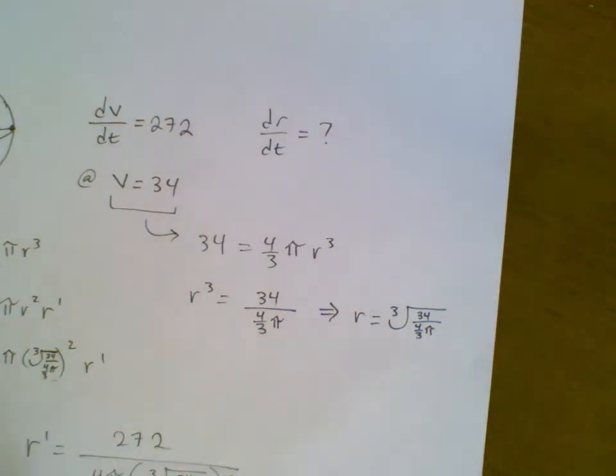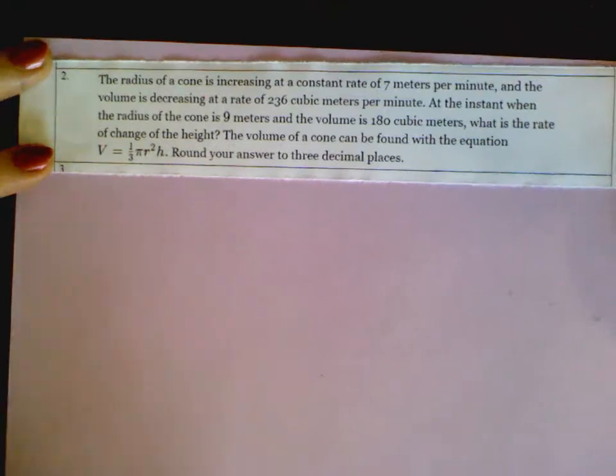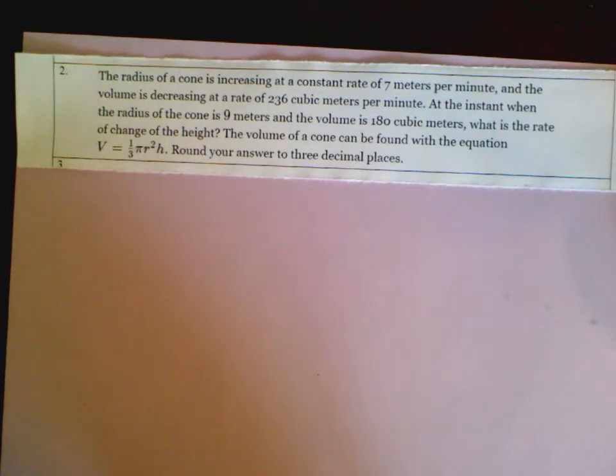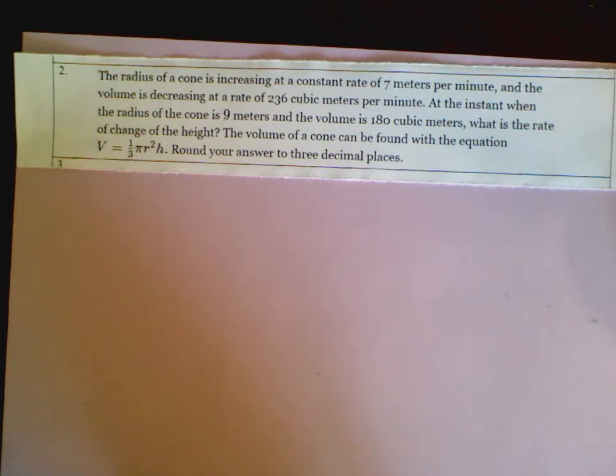Okay, so I'm gonna do number 2 also, and you guys can choose if you stay with me in the video or not, or try it on your own. But this time, the radius of a cone is increasing at a constant rate of 7 meters per minute, and the volume is decreasing at a rate of 236 cubic meters per minute. Okay, so the radius is increasing, but the volume is decreasing.